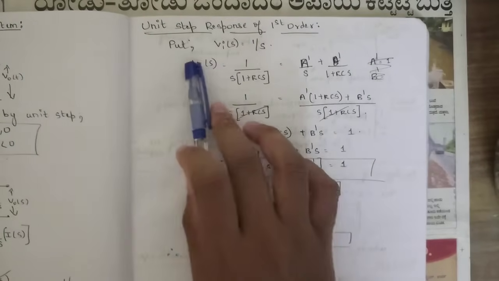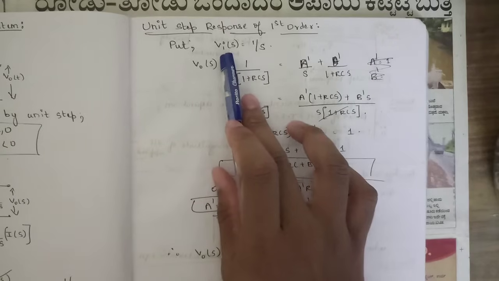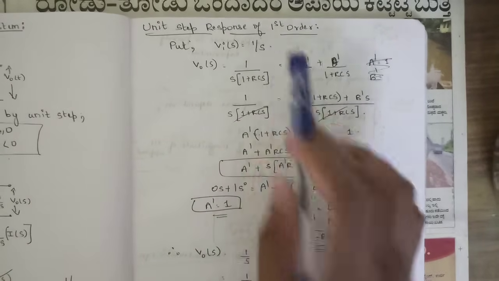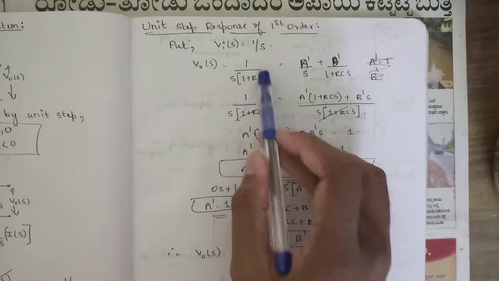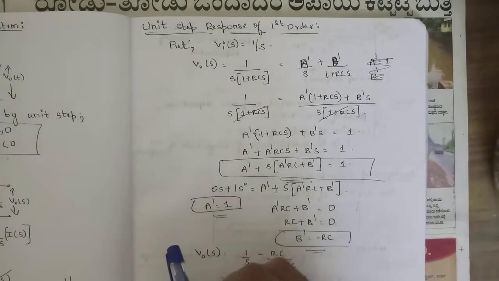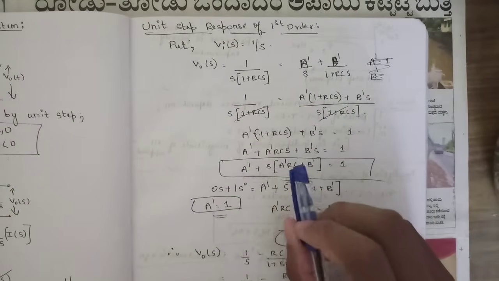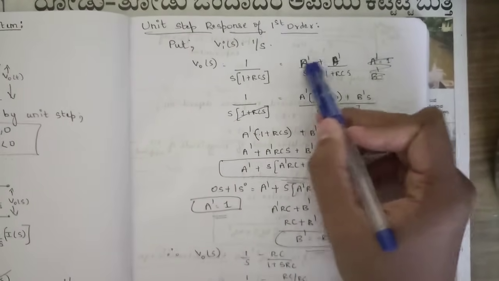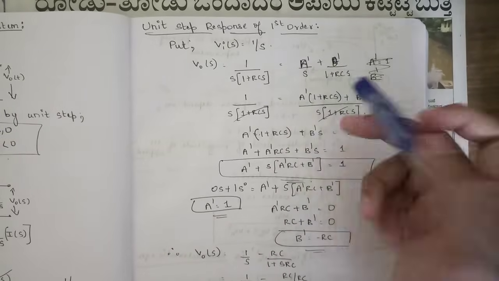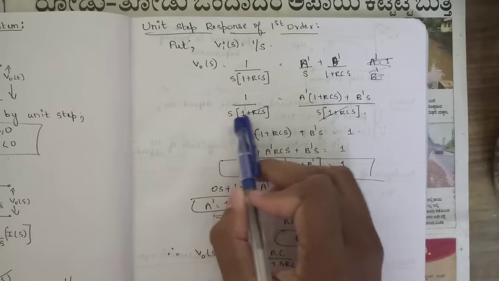So now we need to consider Vi of S, that is the input source, which is equal to 1 by S. Also V out of S is equal to 1 divided by S into 1 plus RCS. Here we need to take the partial fraction, that is A dash divided by S plus B dash divided by 1 plus RCS. Partial fraction method, then 1 by S into 1 plus RCS.